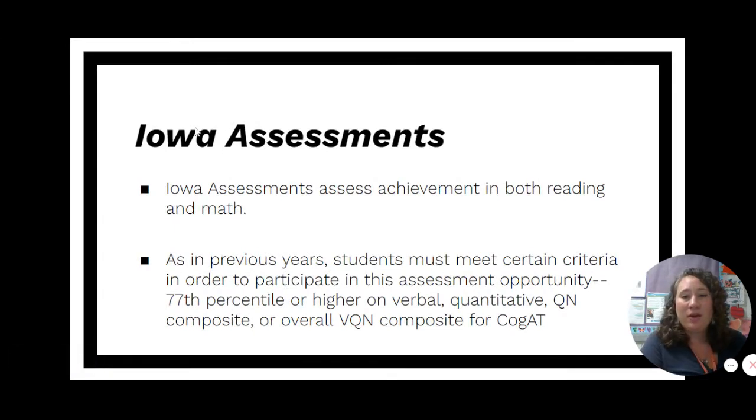The criteria for the Iowa assessment is based on a 77th percentile or higher on verbal quantitative QN composite or overall VQN composite for COGAT. It does assess achievement in reading and math.